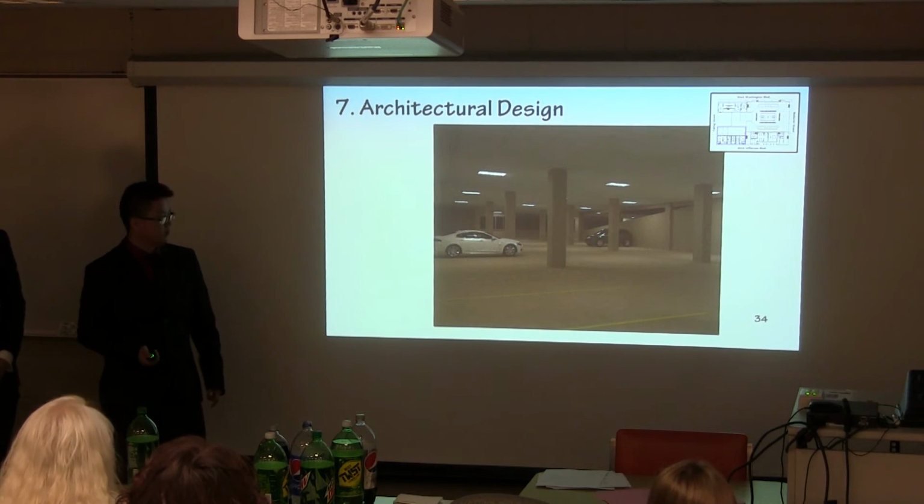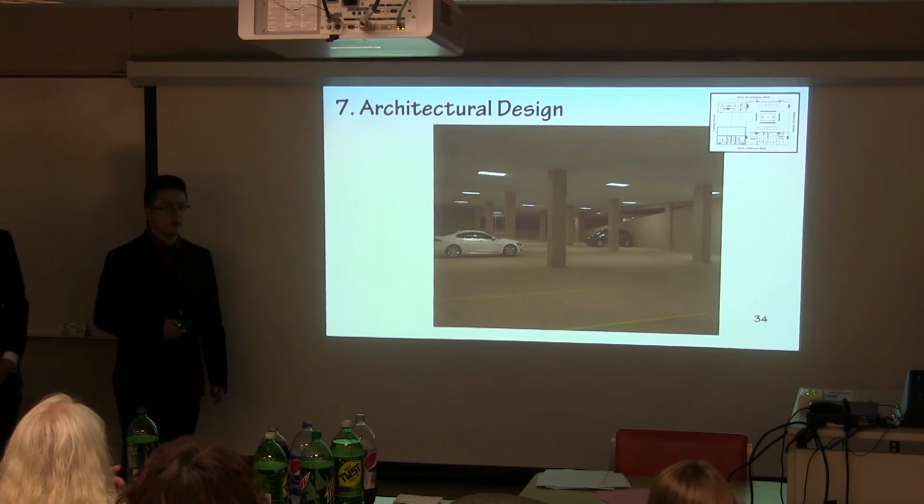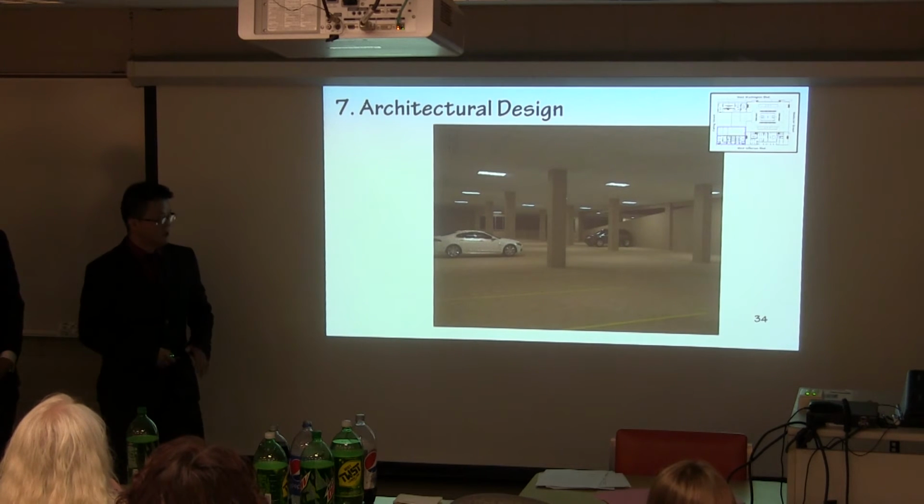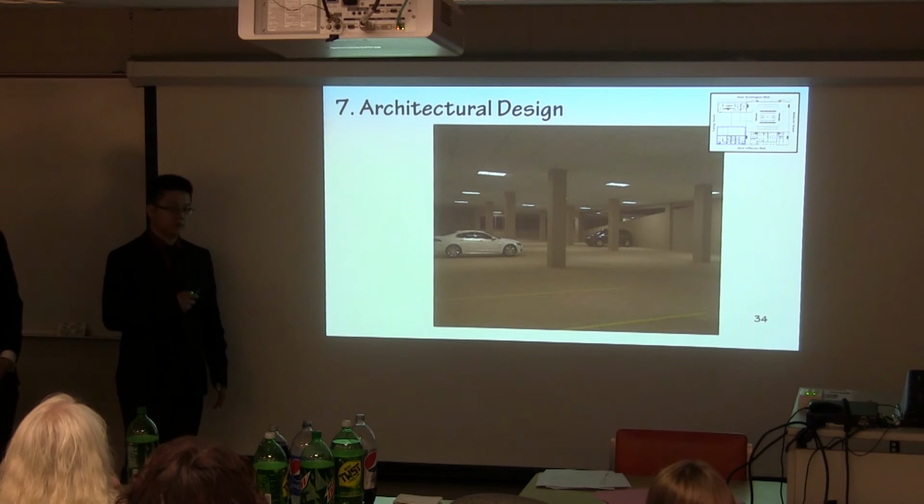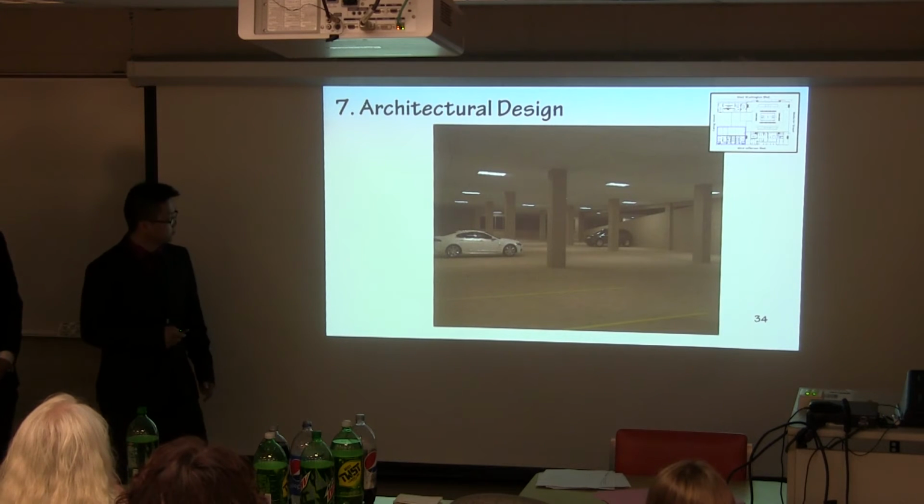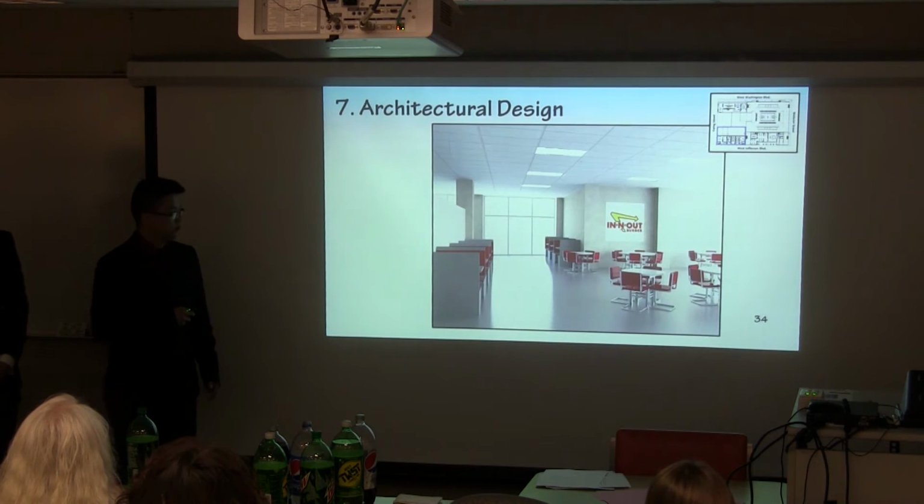So for the first level, we were planning to use it as a restaurant or office space, because it would be more appealing for people walking by to see a restaurant or office space instead of a parking garage on the first floor. And here's what a restaurant can look like on the first floor of the parking garage.